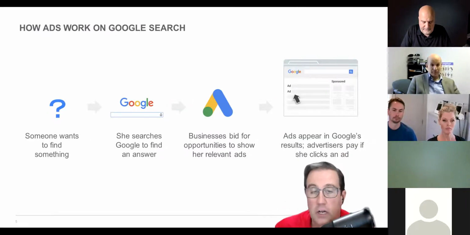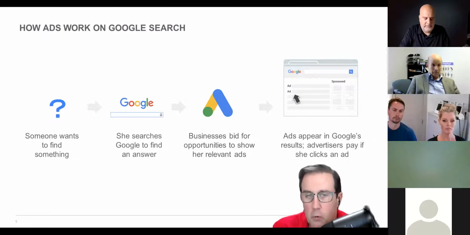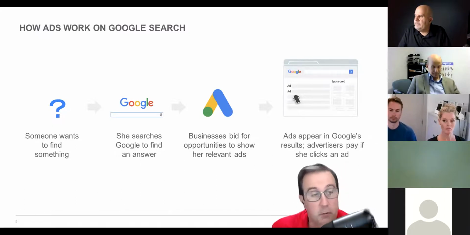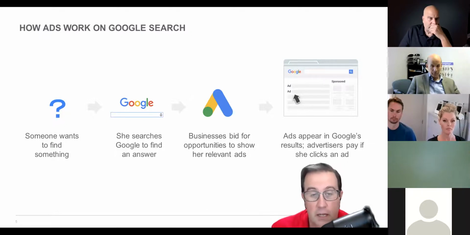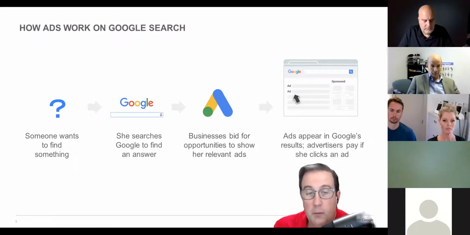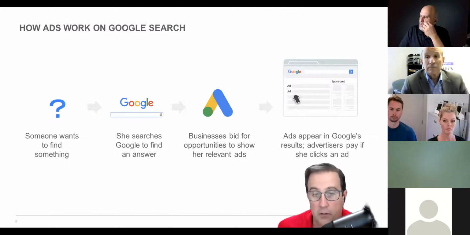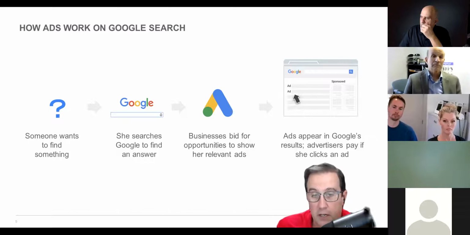So how ads work on Google search. When most people think of Google Ads, they probably think of Google search first and foremost. Somebody wants to find something. So she searches Google to find an answer, and businesses bid for opportunities to show her relevant ads. And then the ads appear in Google's results, and advertisers pay if she clicks the ad. This little green, yellow, blue thing right here, that's the Google Ads logo these days.